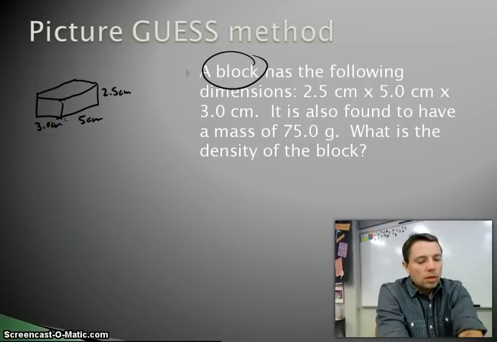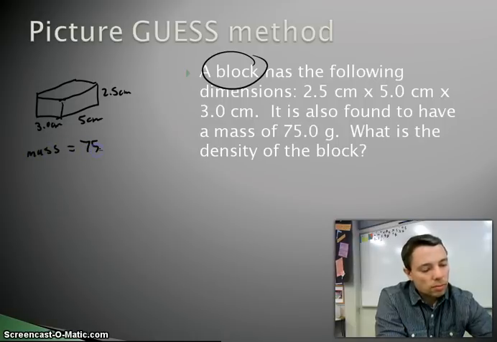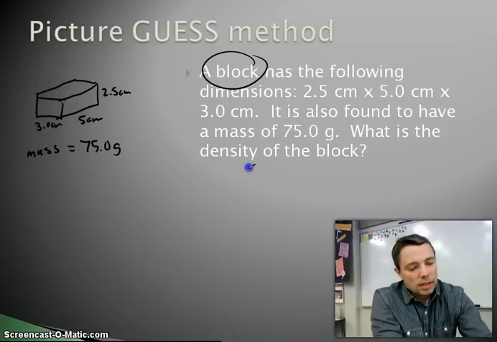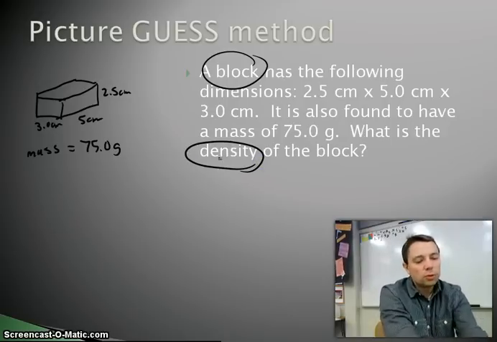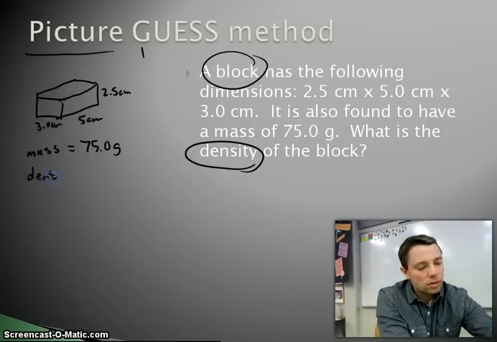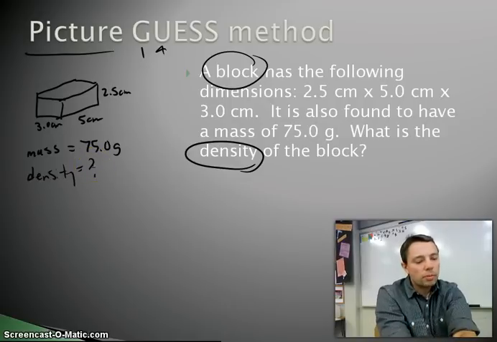It's found to have a mass equal to 75.0 grams. What I'm looking for now is the density. Density is the key thing that I'm looking for. So I drew my picture, I figured out all my given information, and I am now going to find my unknown, which is density. I usually label my unknown with a question mark, so I went ahead and labeled it.